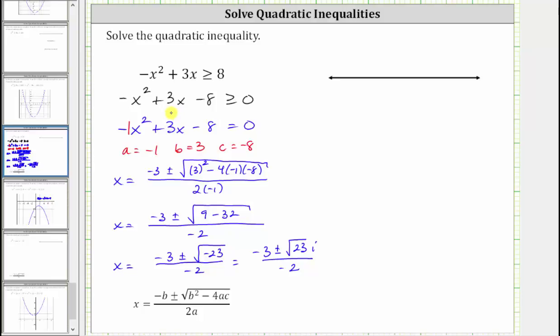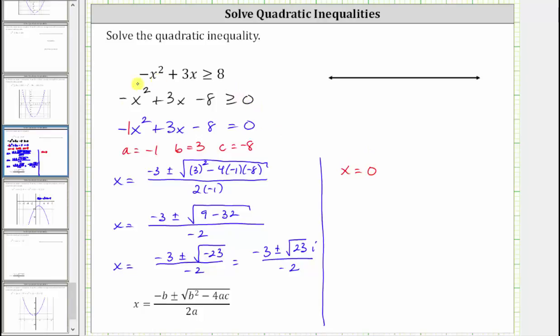So normally we take the solutions to the related equation and plot them on the number line and then test the intervals, but in this case we can select any real number on the number line and see if it satisfies the inequality. If it satisfies the inequality, then all real numbers will satisfy the inequality. If the value does not satisfy the inequality, then we have no solution to the inequality. So for our test value, again, we can select any real number. Let's select the easiest real number to perform substitution with, x equals 0.